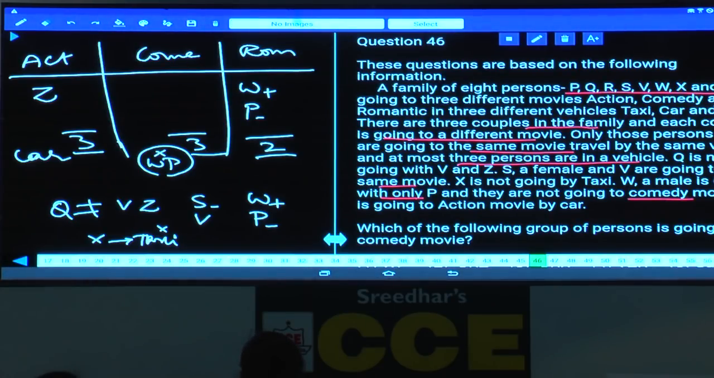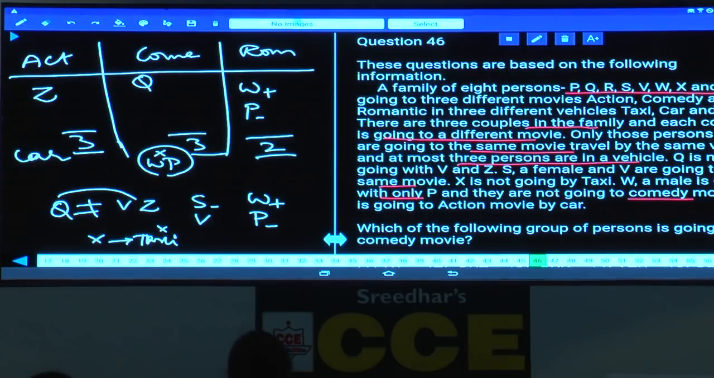Then coming to this one. Now this Q is not traveling with Z. As this Q is not traveling with Z, now Z is going to action movie and this Q cannot go to action movie, and this Q must go to which movie? Q must go to comedy movie. And as Q is going to this comedy movie, V cannot go to that comedy movie because Q is not going along with V. And V cannot go to romantic movie as well.